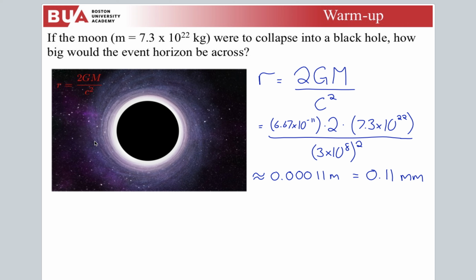So, how big would the event horizon be across? That's asking for the diameter. That's how big it is across. So, approximately 0.2 millimeters. 1/5 of a millimeter is how small you would have to crush the mass in the moon to make it a black hole. Incredibly small, incredibly dense, way beyond the realm of anything we can fathom. Okay.